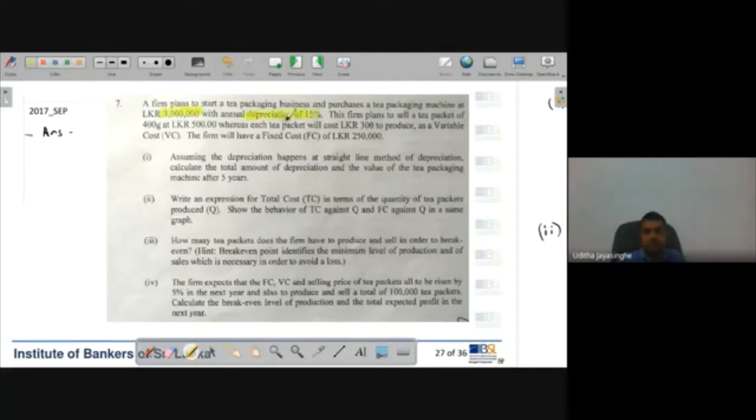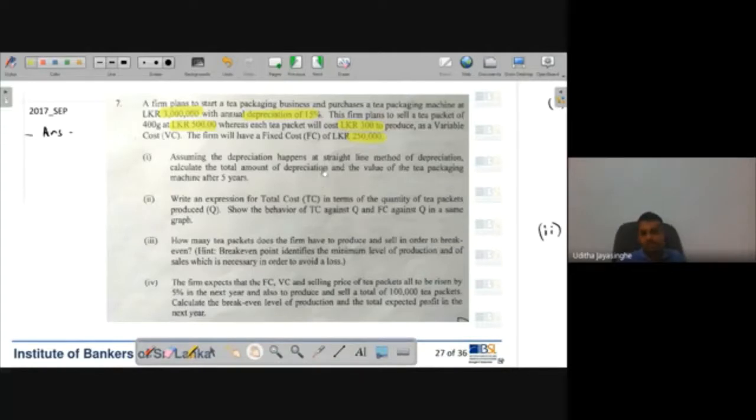Important numbers. The firm plans to sell a tea packet of 400 grams at 500 rupees. And this is the selling price. Whereas each tea packet will cost 300 to produce. My variable cost is given as variable cost. They have told that it is a variable cost. And the fixed cost is also given at 250,000. Right. So the first part.